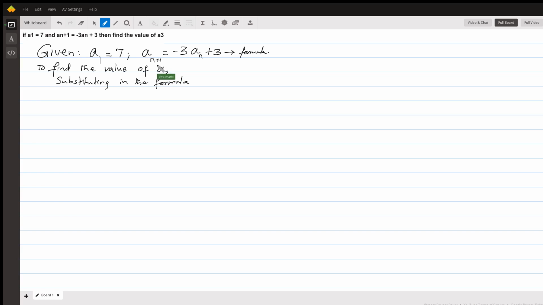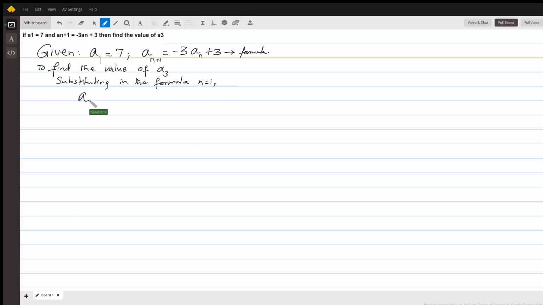That means if you know the second term, you can find the third term. Do we know the second term here? We don't. So we have to find the second term first. So let's use the formula first to find the second term. If I'm finding the second term, I'm going to substitute in the formula n equals 1.